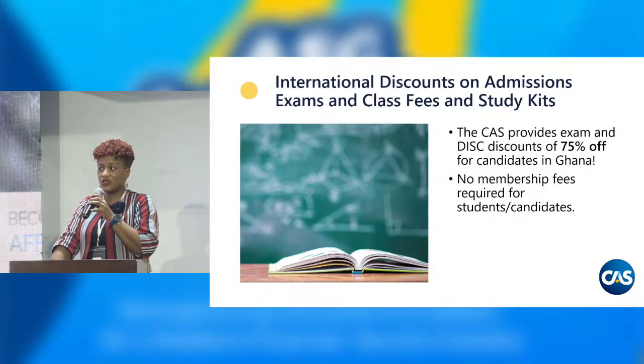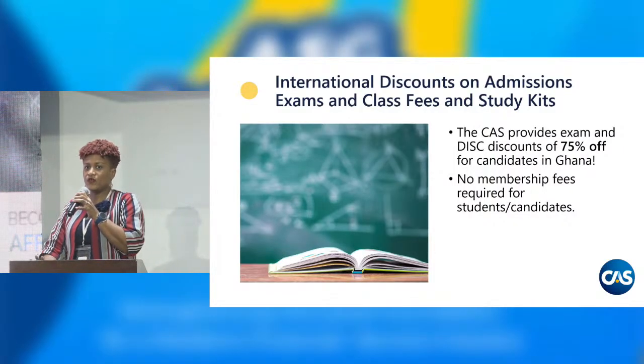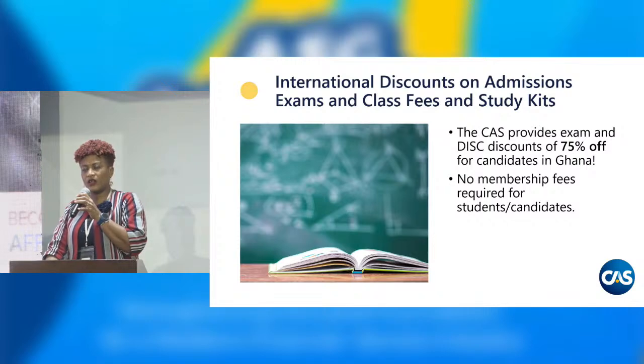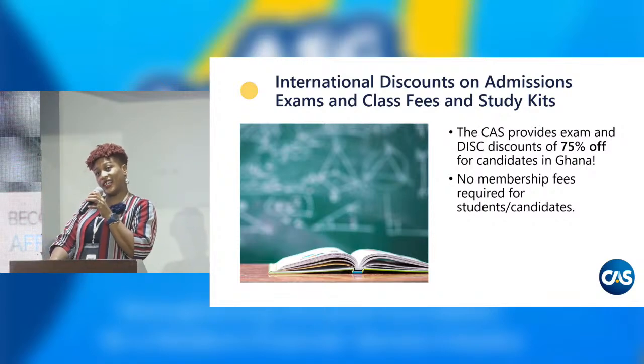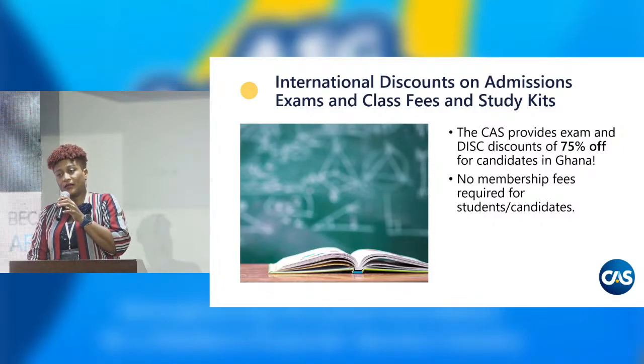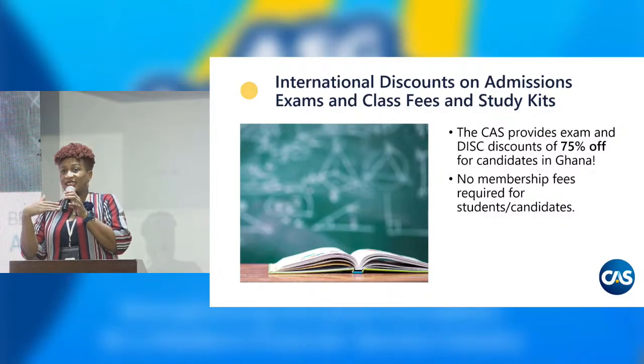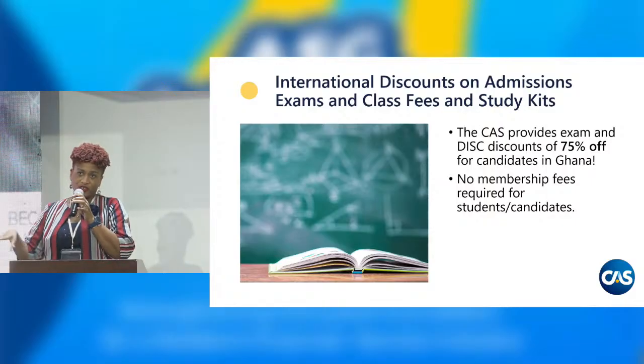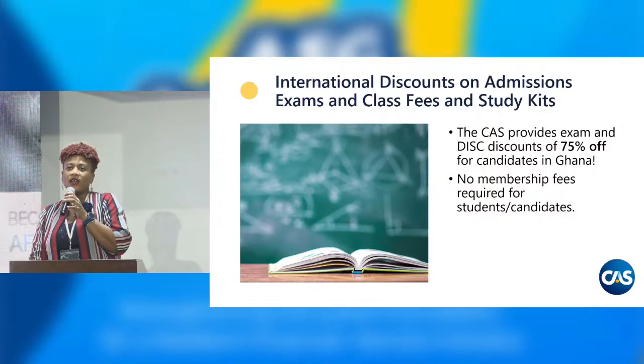So our discounts are not individual based. I know some entities do that. They're country based. So if you are based in Ghana, you get 75% off all our exams. And it's an easy process. It's on the website. You just follow it. Done.